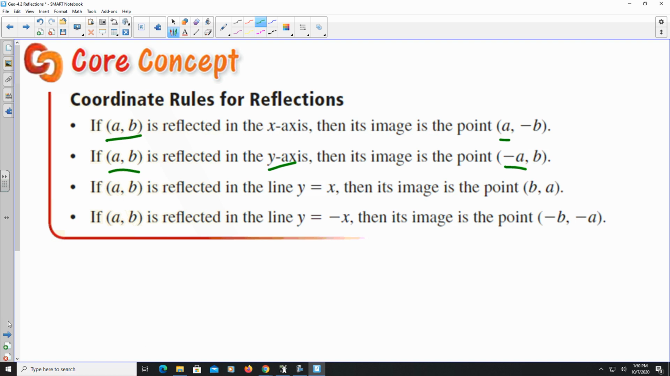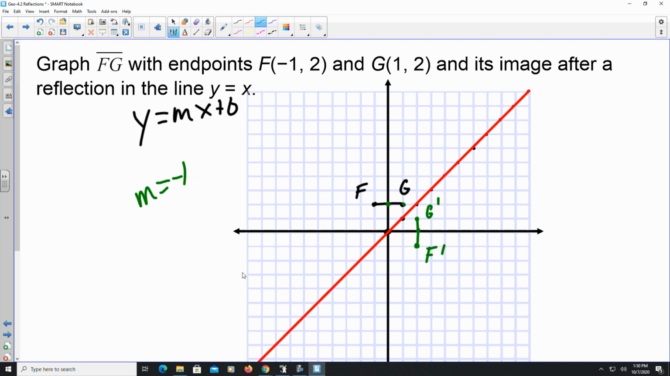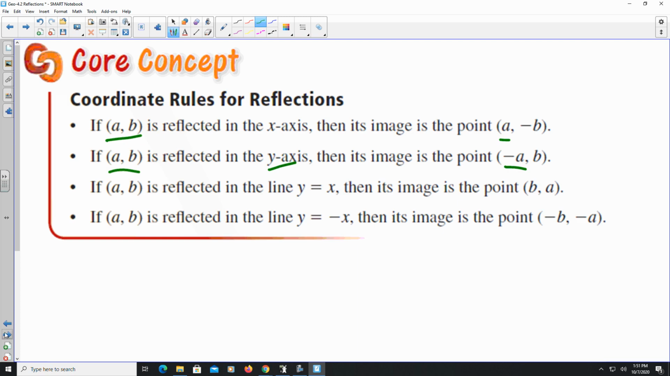So keeping that in mind, if we looked at this coordinate at 2 comma 1, and then this coordinate is at 2 comma negative 1, that makes sense. So at least it held true here.